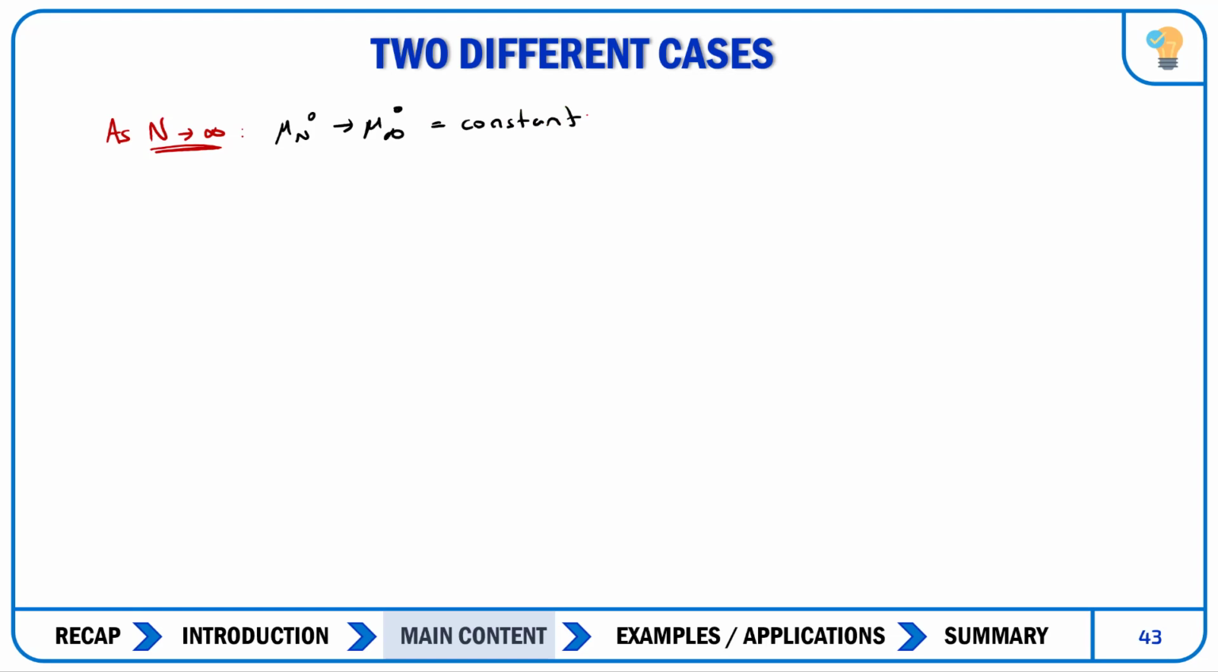And what does this mean? It just means that your chemical potential is just going to reach a constant value or a plateau at some sort of value at some point.